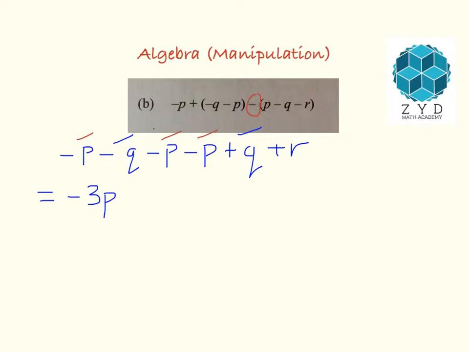My q are done. And just from observing, I only have a positive r, so I'm going to have minus 3p plus r. So a better way of presenting our answer is always the positive term first. So I'm going to write r minus 3p, and that's how we do this question.